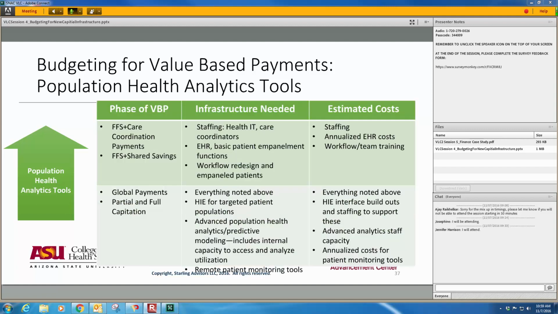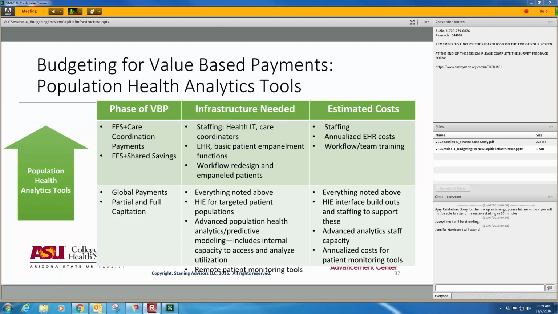Okay, so what we wanted to do was give you some guidance, and again, these are estimates, or rather examples. Based on what you know to be true about the approaches being presented in your market, it might look a little different. But for each of these 5 areas of infrastructure investment, we've broken out the tools and resources you're going to need for fee-for-service and care coordination, or fee-for-service and shared savings, versus the riskier models like global payments and partial and full capitation.